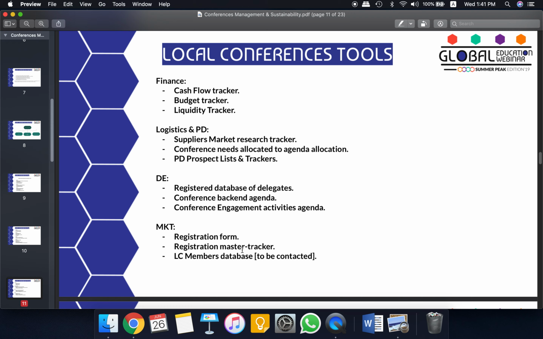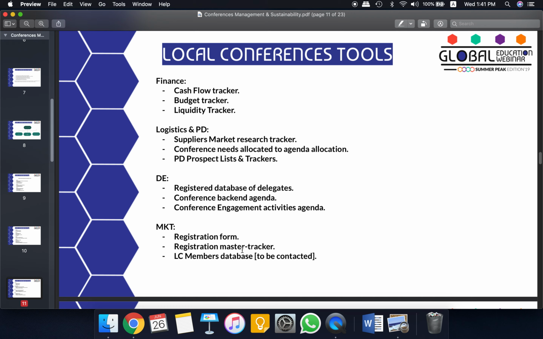Regarding DE, you have the registered database of delegates, the conference back-end agenda, and the conference engagement activities agenda. It's mainly that in such a local conference, you need to engage the members. They will still be new. We need to have an agenda or a tracker with a plan of how we're going to engage these members.